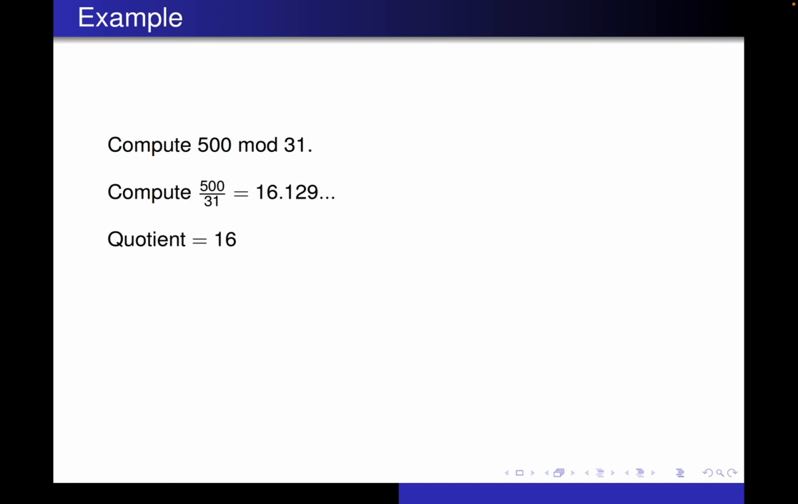If we want to find the remainder, we take 16 times 31. That gives us 496. We subtract 496 from 500 to give us the remainder. And that gives us 4 as our remainder. And our remainder is literally 500 mod 31. So 500 mod 31 is equal to 4.